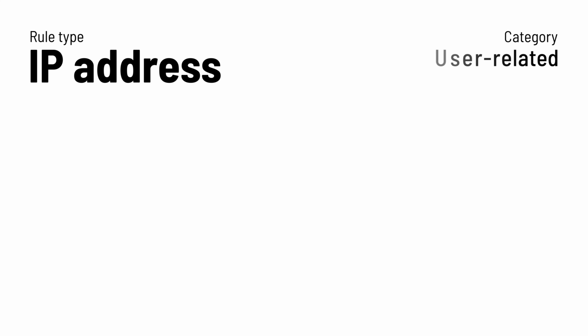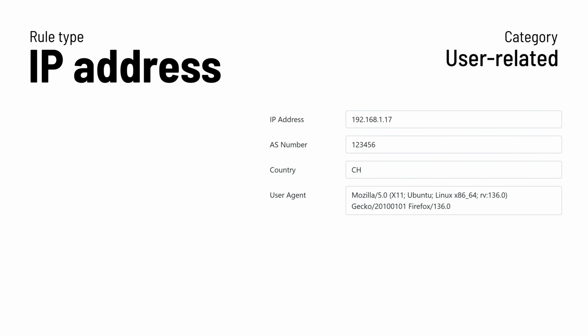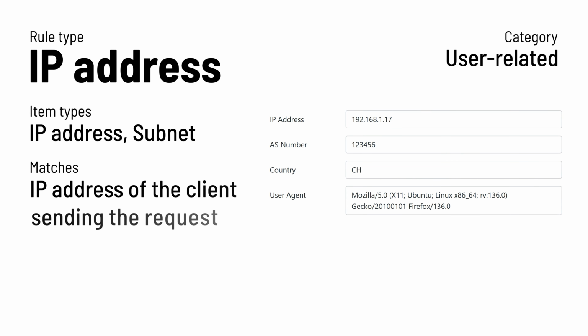Let's continue with the user-related rule types. With the rule type IP address, you can block specific IP addresses or whole subnets. Choose the item type you want to block and add the IP address or the subnet.